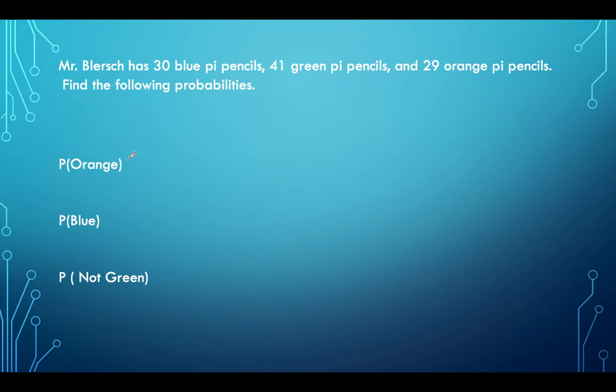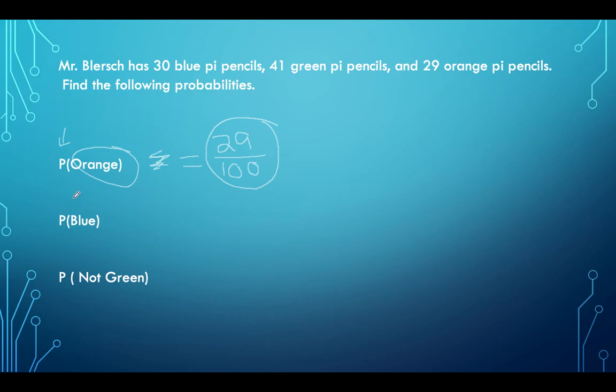So a probability of picking orange. Well, we need to see how many favorable outcomes there are, or how many orange pencils there are. Well, there's 29 orange pencils over how many total. So we need to add 30 plus 41 plus 29. It comes out nicely. It's 100. So probability of getting an orange pencil, 29 out of 100.